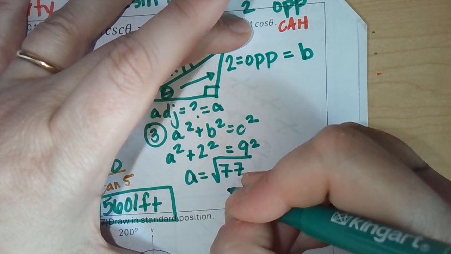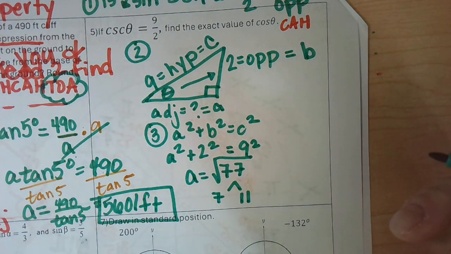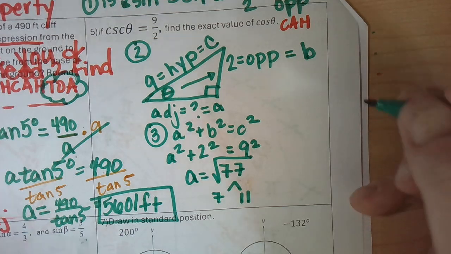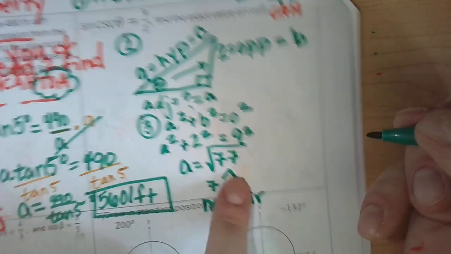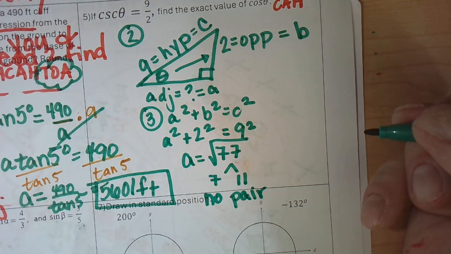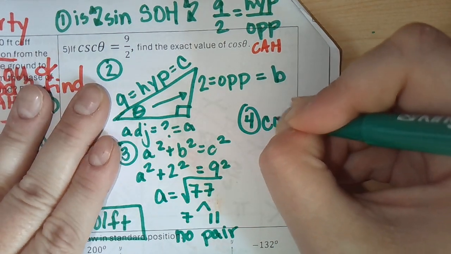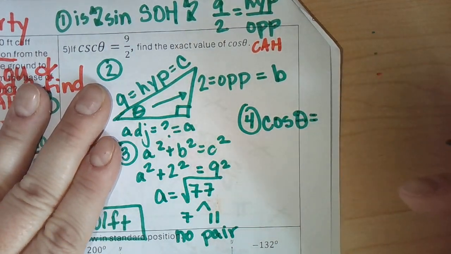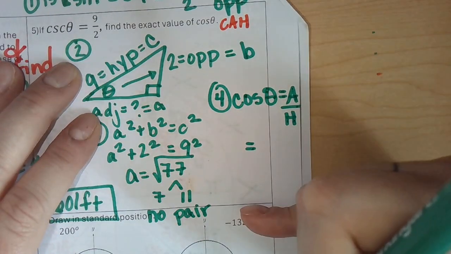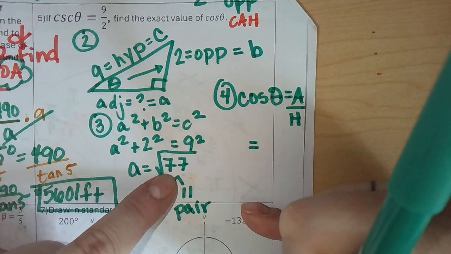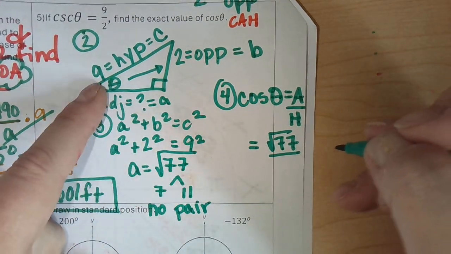We try and break 77 down into 2 numbers that multiply together that are the same. Or we try and look for a pair. So since there's no pair, we just leave it as square root 77. Okay, the fourth step is to do what the question was asking for. Find cosine theta. We said it's A over H. Okay, well my adjacent is what we just found, square root of 77. My H is 9.